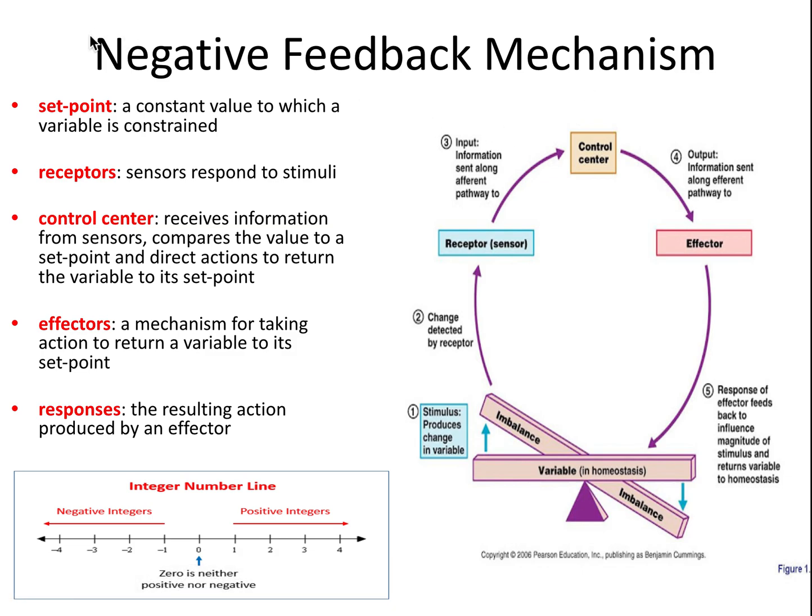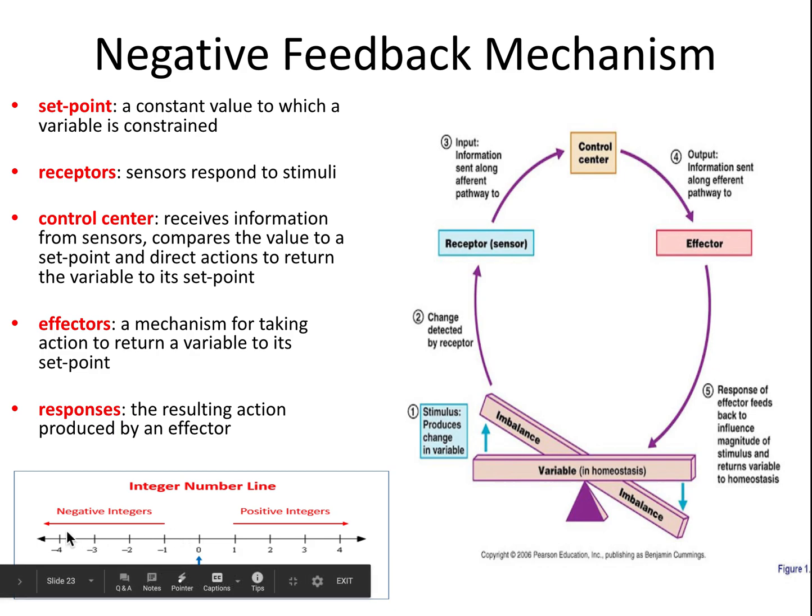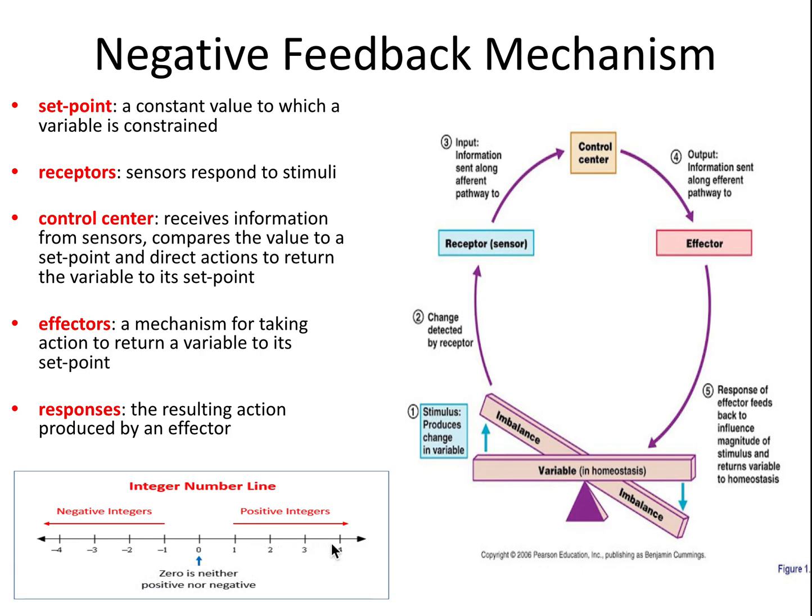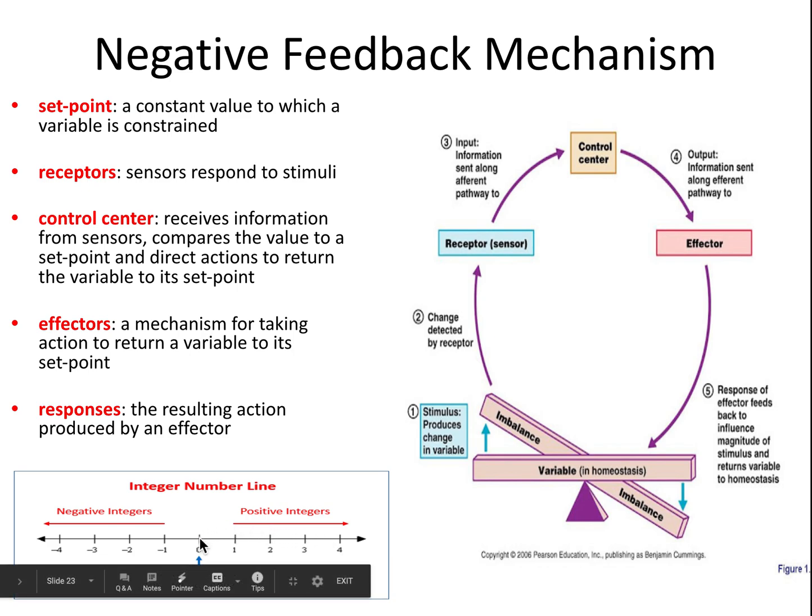When we talk about the word negative here, I want you to think about a number line. Look down here in this bottom corner. Our body wants to be at zero. It wants to be at a balance. It wants to be safe. But if something starts to go wrong, it might increase. For example, our temperature increases on the positive side of the number line. A hormone is going to be sent to try to counteract that and bring it back to zero.